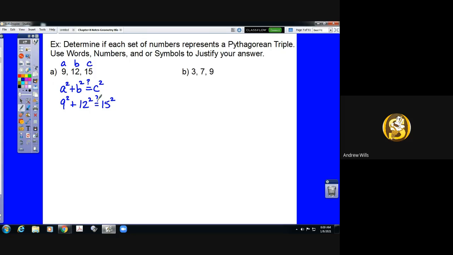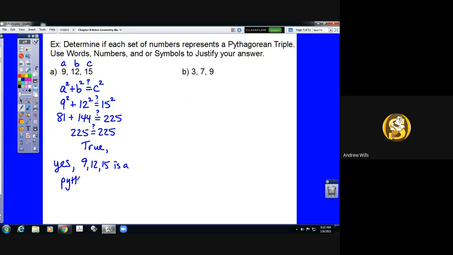Well, again, this comes down to, do we know our perfect squares? 9 squared is 81. 12 squared is 144. And 15 squared is 225. Add 81 and 144 together, and you get 225. So when you get to this point, it's either going to be true or false. In this case, this is a true statement. So our answer would be yes. 9, 12, 15 is a Pythagorean triple.